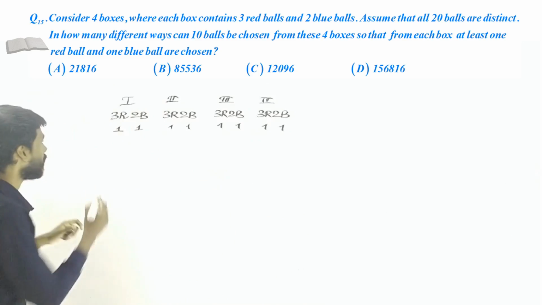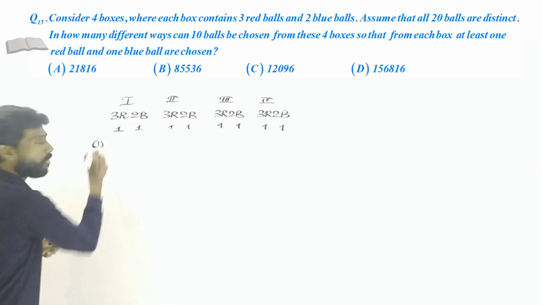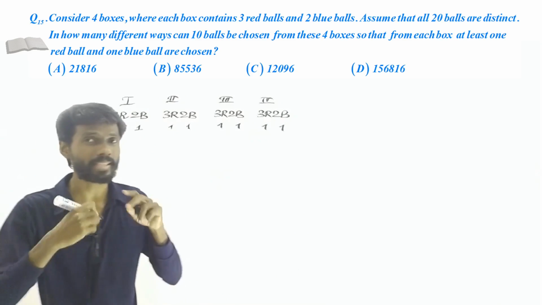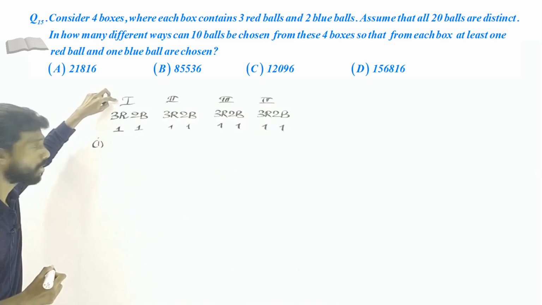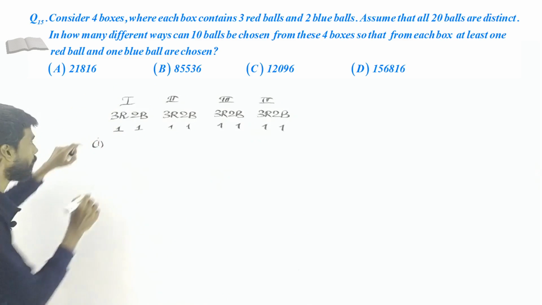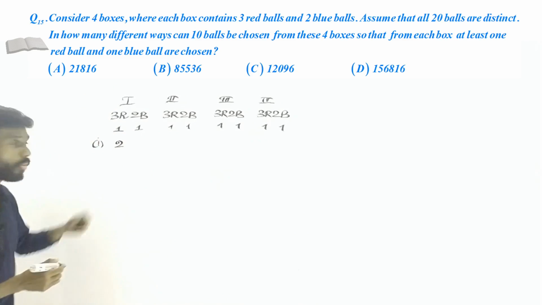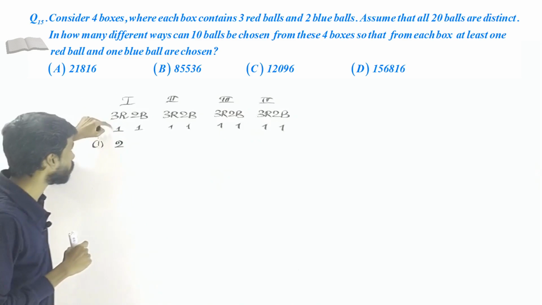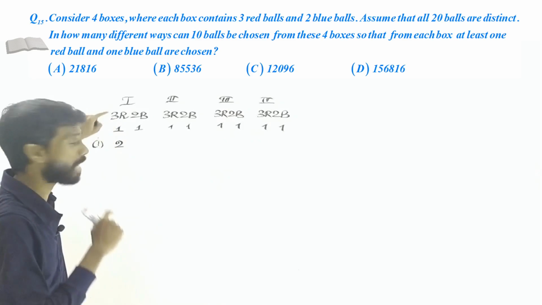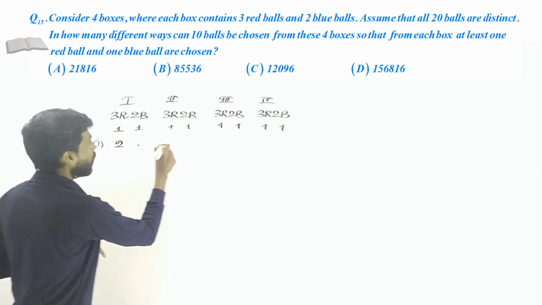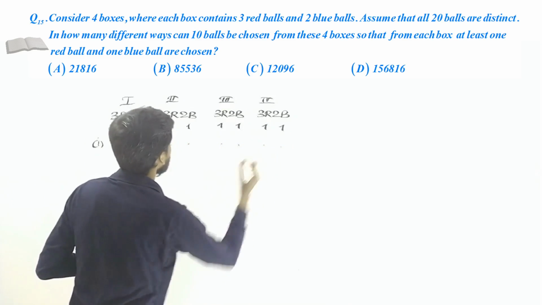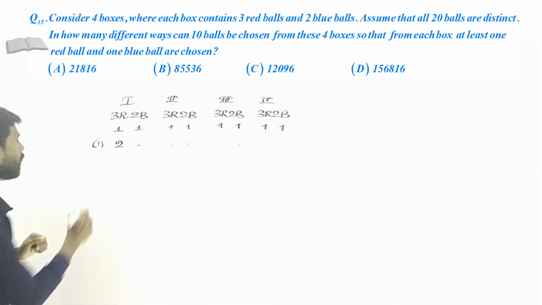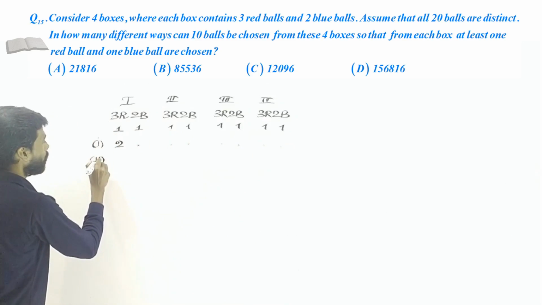Now let us consider the first case. The first case is where the 2 balls selected are from the first box and both are red balls. Already 1 ball is selected, and now 2 more balls, which means totally 3 red balls we are selecting from the first box. Which means now we are not selecting any more balls from the other boxes. Okay, that is the first case. Now what is the second case? What are the other possibilities?